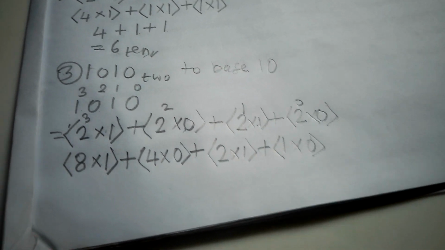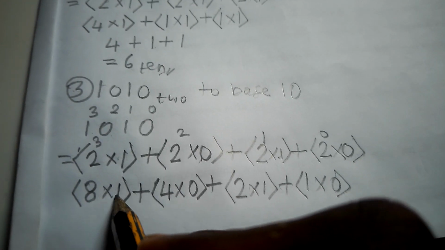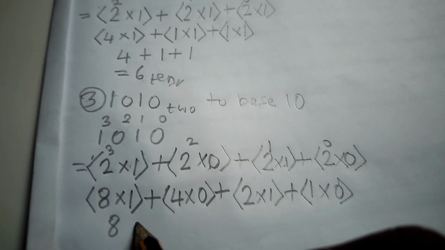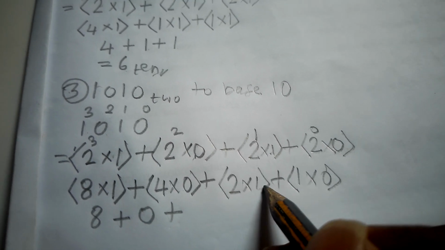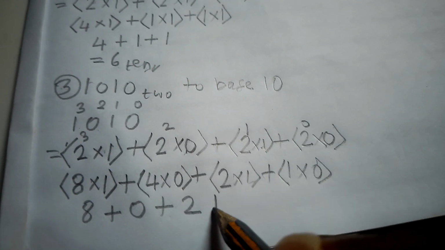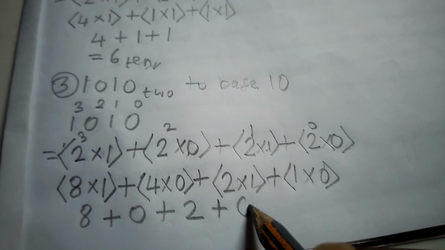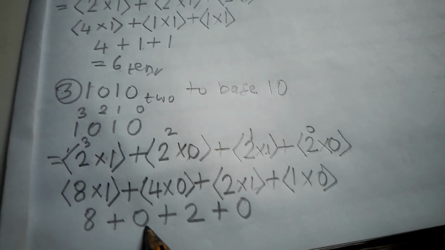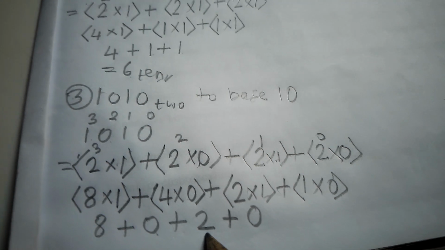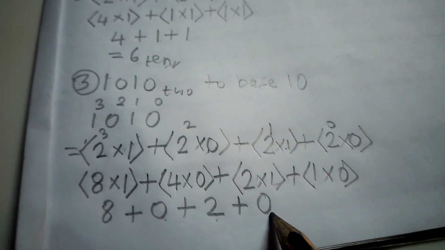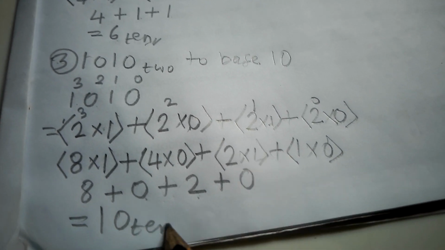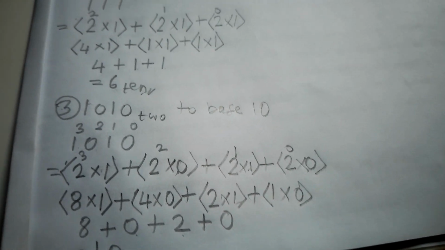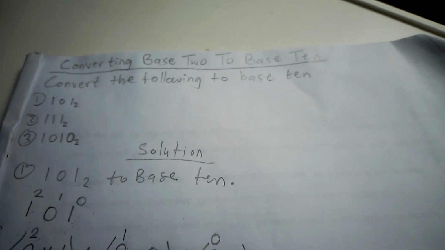Close the brackets. Okay. Now, so 8 times 1, that will give us 8. Plus 4 times 0, that will give us 0. Plus 2 times 1, that will give us 2. Plus 1 times 0, that will give us 0. So let's add the numbers together. 8 plus 0 is 8. 8 plus 2 is 10. And 10 plus 0 is 10. So our answer is equals to 10 base 10. And that's the final answer. So that is how to convert numbers from base 2 to base 10.